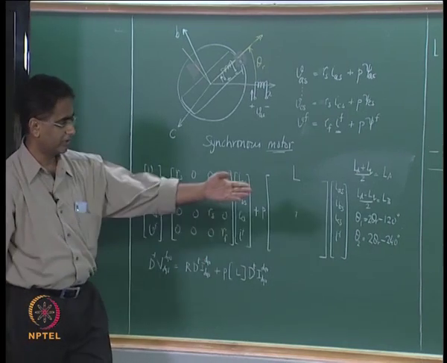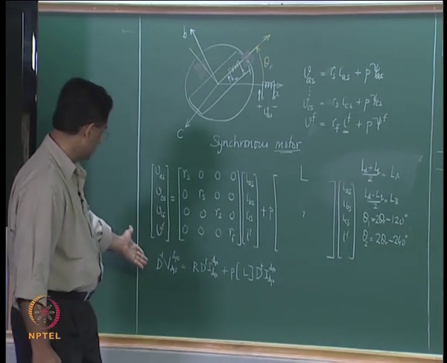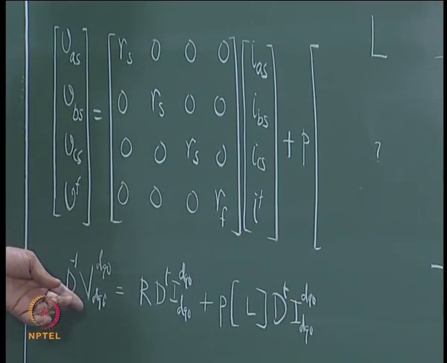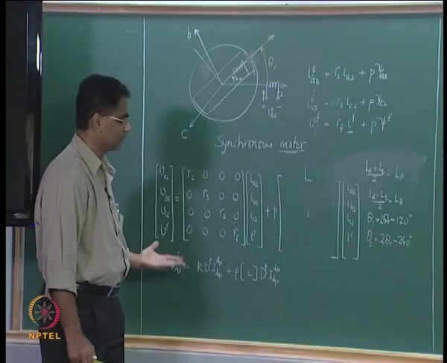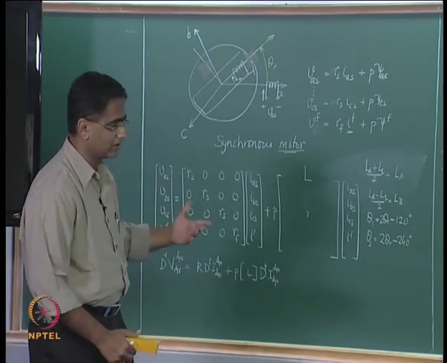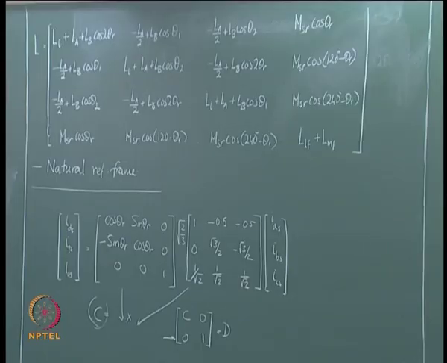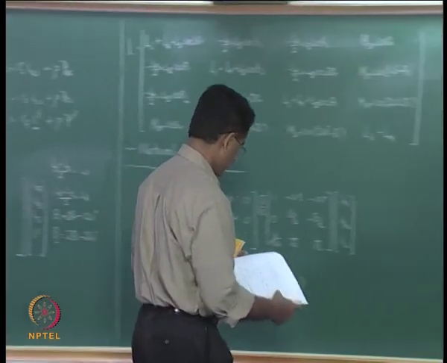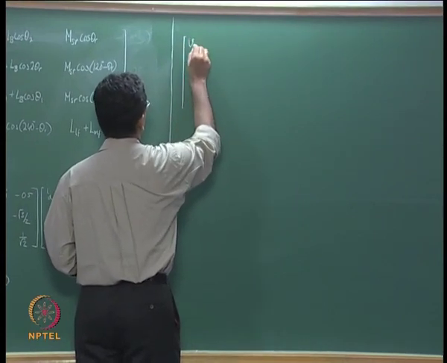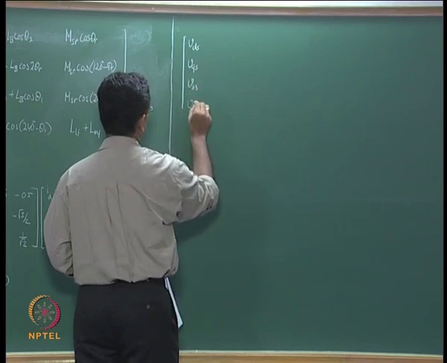This is what we are going to get by substituting the transformation matrix in this equation, and then you have to multiply this by the D matrix in order to get an expression for V dq0. These are steps that we have already done and we do not need to repeat the entire algebra, we will just write down the results. The results of this operation will then be given by these equations. So you have V ds, V qs and V 0s and Vf.